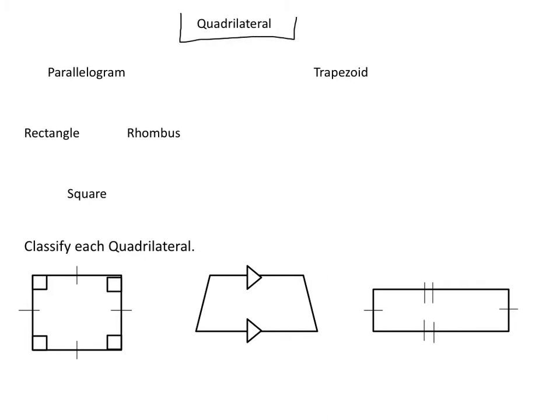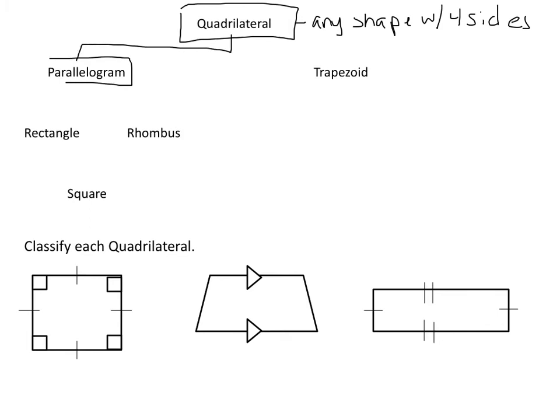bottom, quadrilateral is any shape with four sides. So anything that has four sides that's closed is a quadrilateral. Then from a quadrilateral we can get a little bit more specific. Our shape can be a parallelogram or a trapezoid. Now if you look at this side of the tree, trapezoid is all by itself. So if it's a trapezoid, it is a quadrilateral, but it is nothing else. So every trapezoid is a quadrilateral, but not every quadrilateral is a trapezoid.